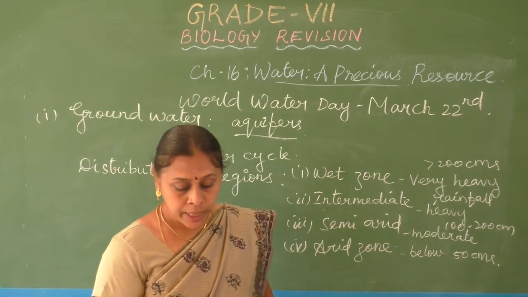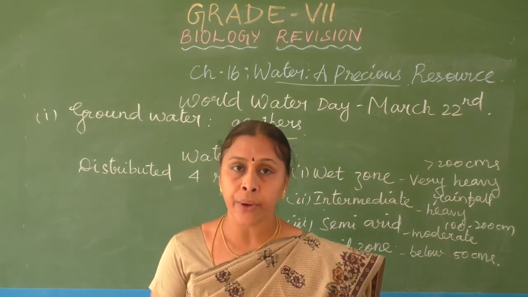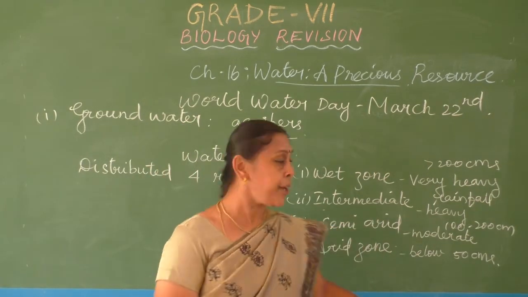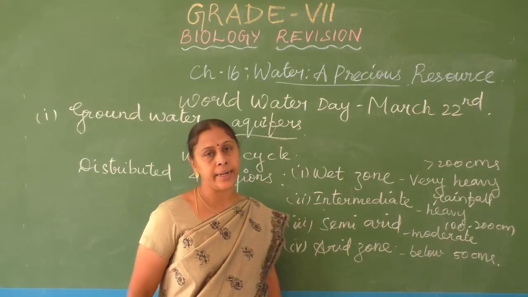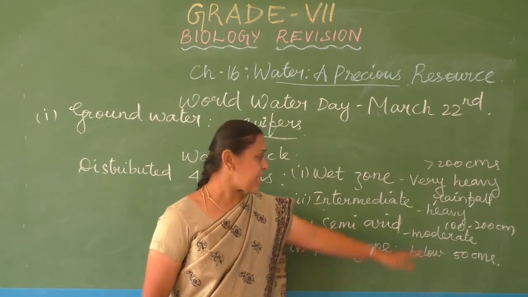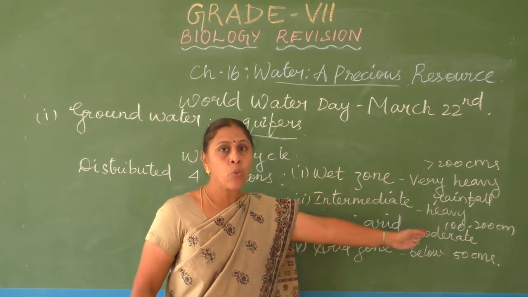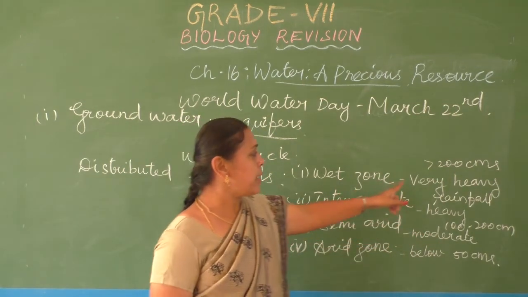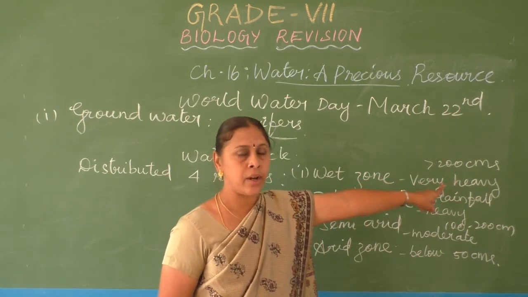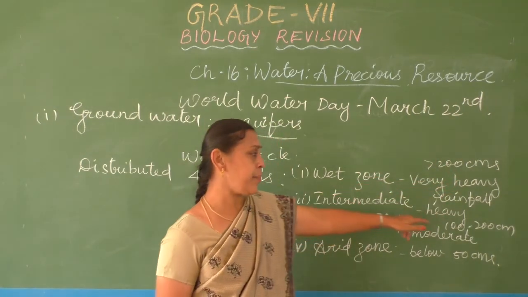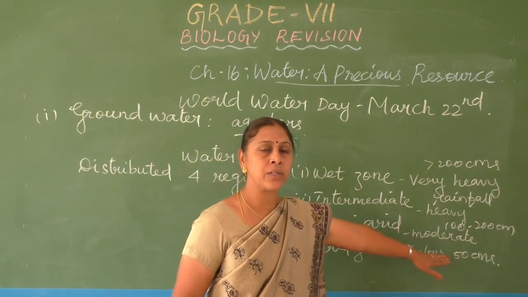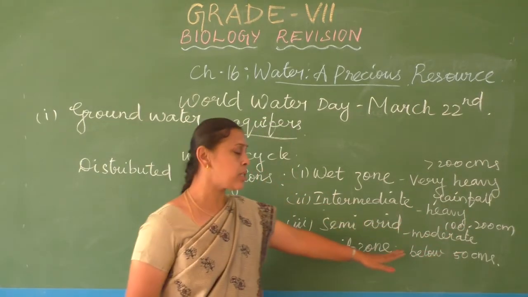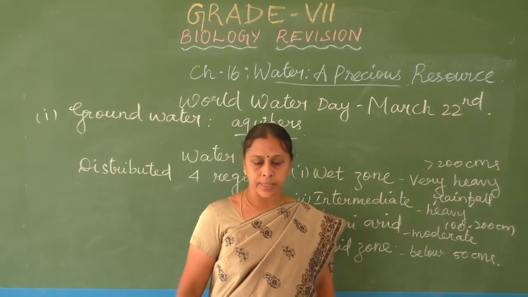So, according to the rainfall received in a region, it is divided into 4 regions, that is wet zone, intermediate, semi-arid and arid zone. These centimeters you have to remember, may be asked in 1 mark. Wet zone will receive more than 200 centimeters of rainfall in a year. Intermediate means from 100 to 200. Semi-arid means moderate rainfall, that is from 50 to 100. Then arid zone below 50 centimeters.